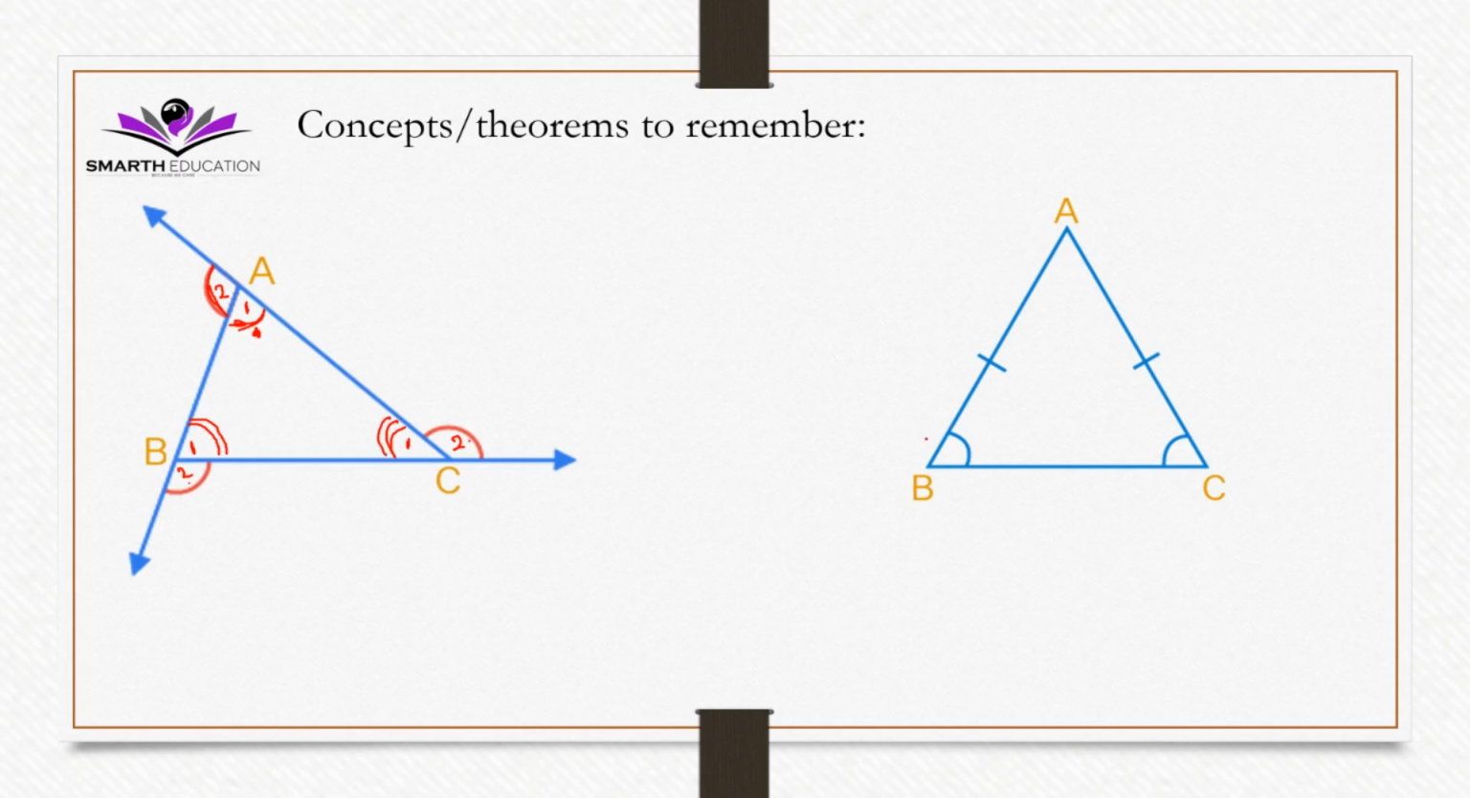And then the other concept that I want us to remember is that the angles opposite equal sides are equal. Angles opposite equal sides are equal. So if AB is equal to AC, therefore angle B is equal to angle C. So these are the concepts we're going to use when we are proving this theorem.